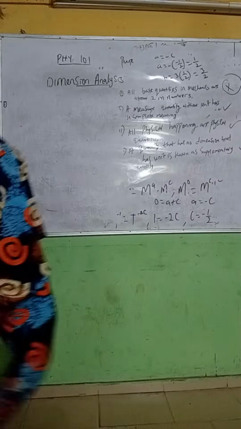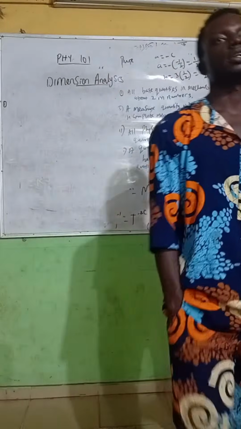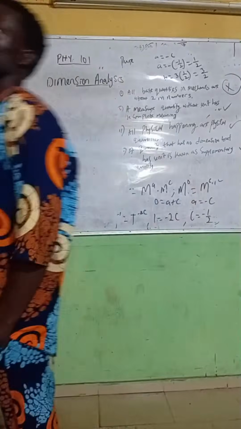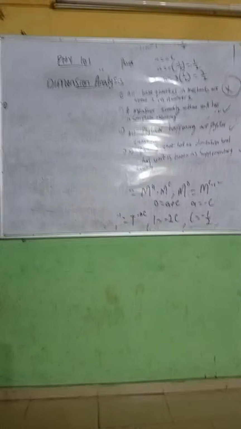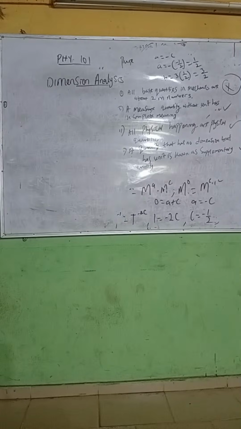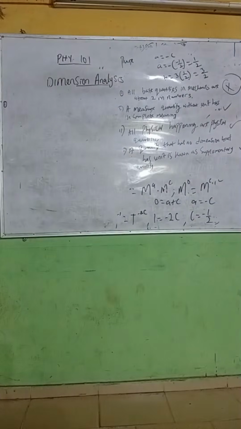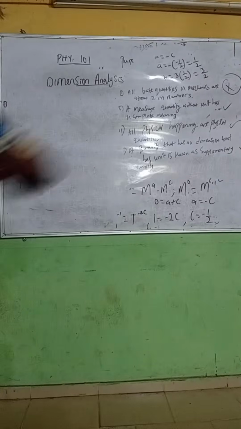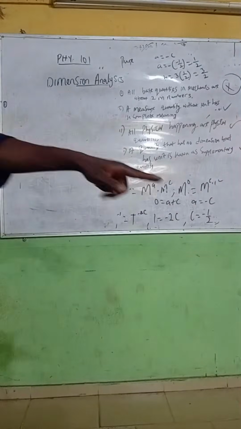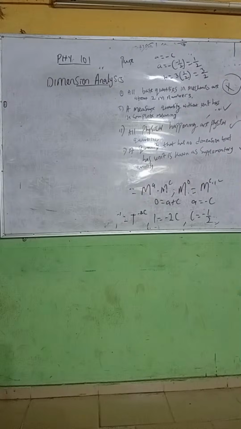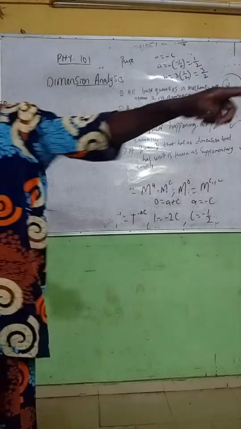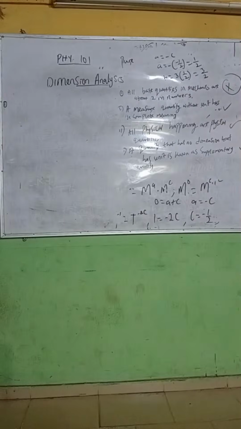A base quantity cannot be represented dimensionally in terms of the rest of the base quantities. A base, like a fundamental quantity, cannot be represented dimensionally. That's true. I can't represent mass as length. A fundamental quantity cannot be represented dimensionally in terms of the rest of the fundamental quantities. So that's true.